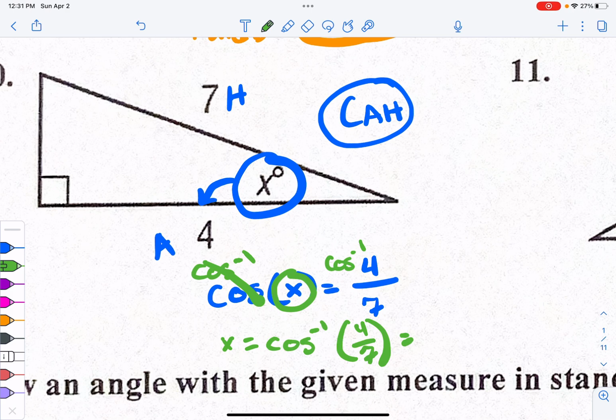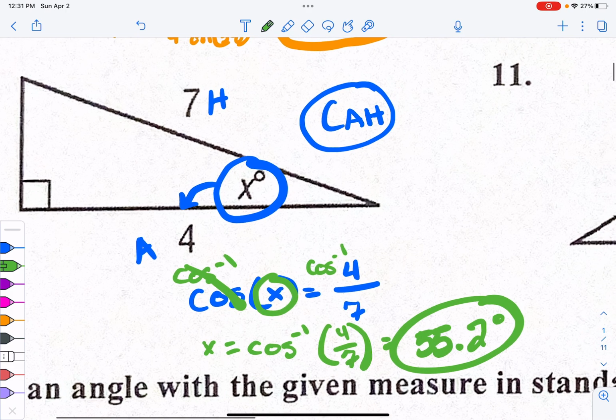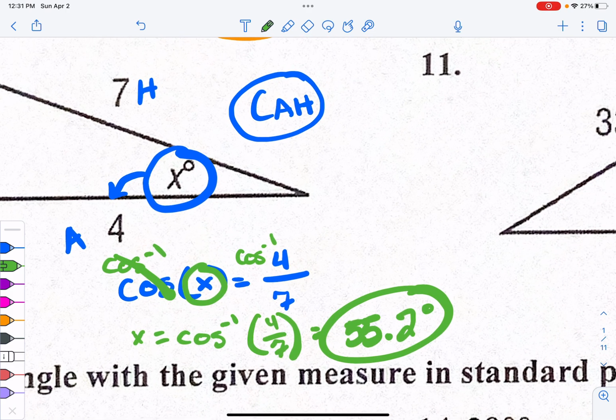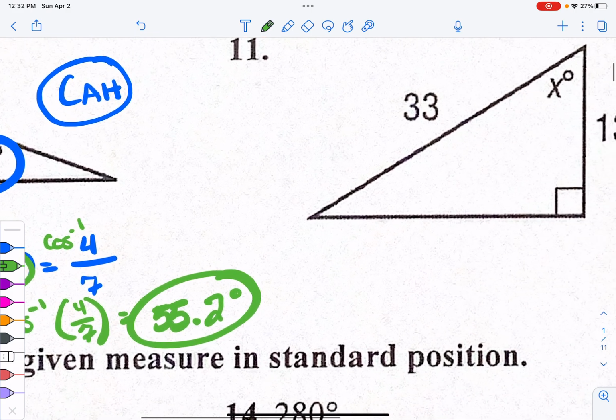And there we go. I'm getting 55.2 degrees, okay? So on these, you're going to have to do that inverse cosine at the end, or inverse sine or inverse tangent, okay? And that's what he looks like. All right, moving on to number 11.